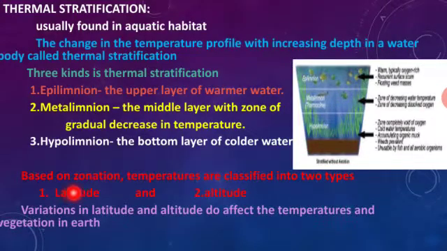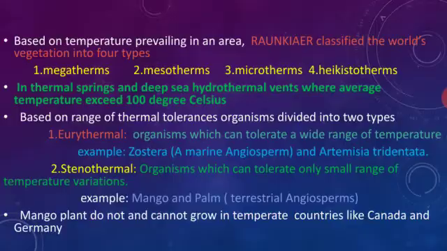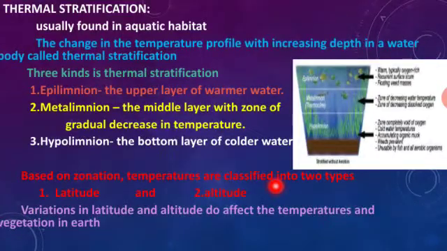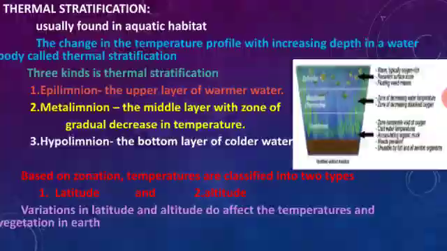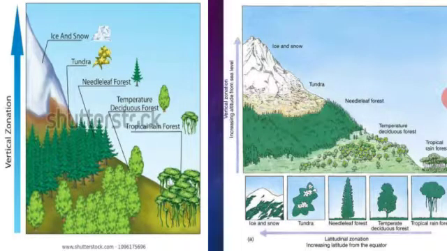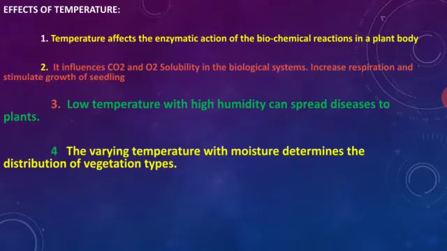And next, based on zonation, temperature is classified into two types: latitude and altitude. The variations in latitude and altitude affect the temperature and the vegetation of the earth. Here you can see the latitude as well as the altitude of a region of a landscape: ice, snow, tundra region, needle leaf forest, temperate deciduous forest, tropical rainforest, and how their vertical zonations are there, increasing in latitude from the equator.